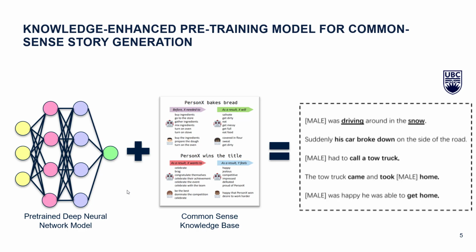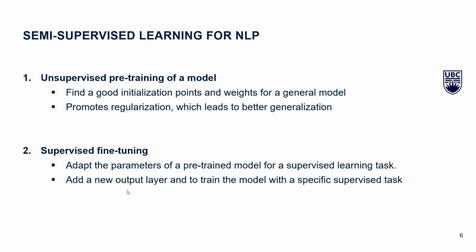Why did the authors choose to use a pre-trained model in their method? Well, the unsupervised pre-training of a model is the process of determining good weights and initialization points for a general model by starting with random weights and initialization points and training the model with an unsupervised learning algorithm. Pre-training promotes regularization, which is the minimization of variance, enabling better generalization in neural nets, leading to better multitasking model generation.